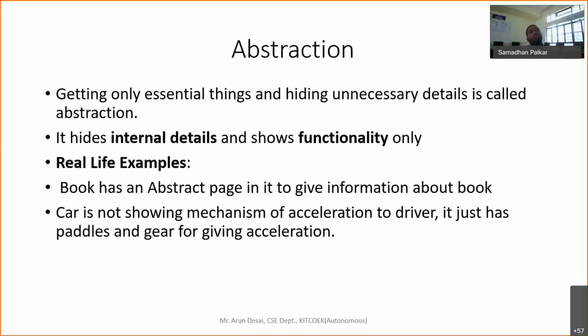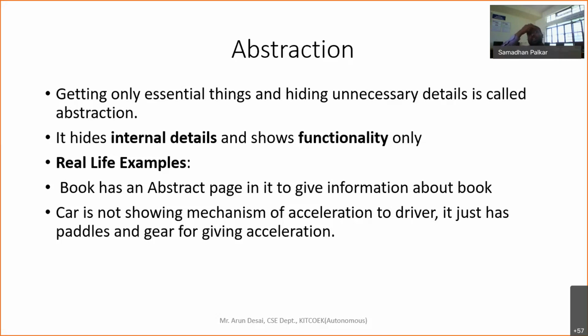If you want to purchase or read that book, at that time you go to the library and check the abstract page. Just by looking at that abstract page, you will get an idea about that book, right? So it is simply called abstraction, wherein all necessary detail from that book is given in that abstract page.